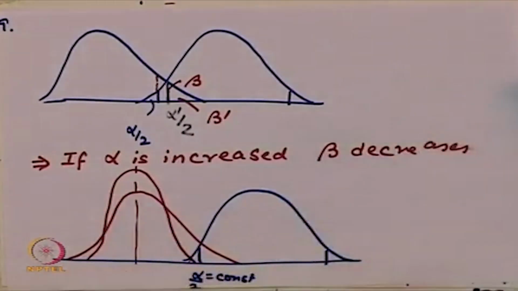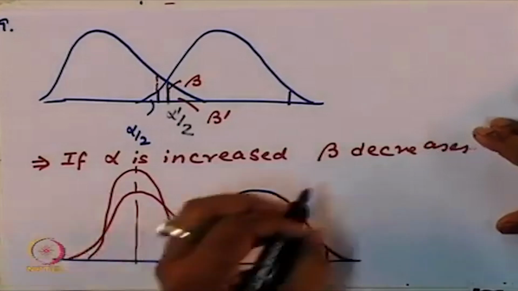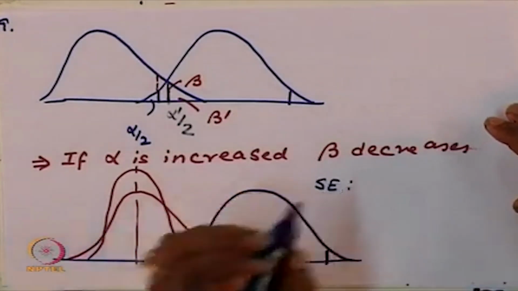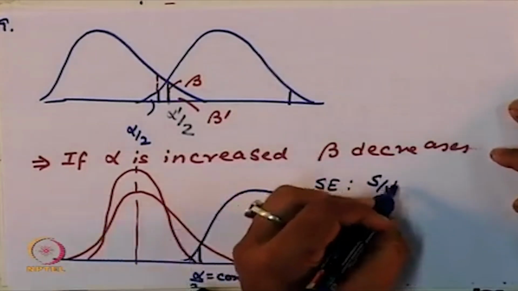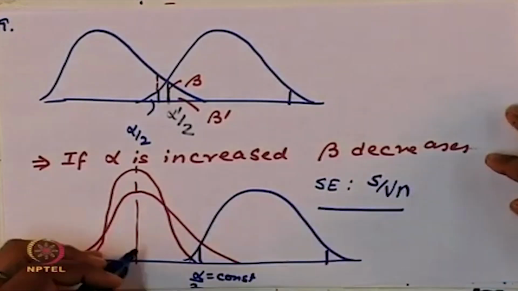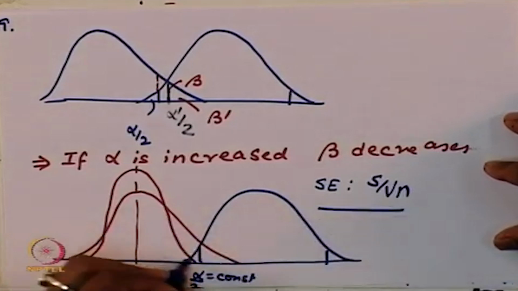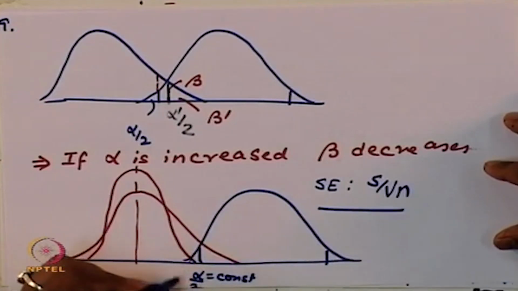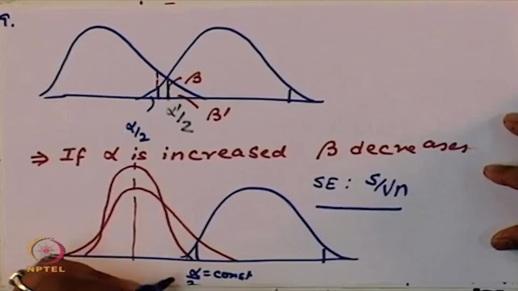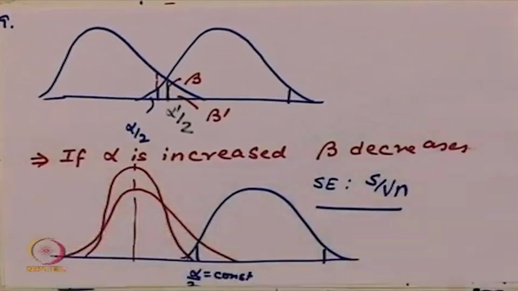because the spread of this is dictated. So you know your standard error is S by root of n, right? So if you increase your sample size, then this will keep on decreasing, so that for the same value of alpha you keep on reducing the value of beta. So this tells you that for a lower value of alpha you can even decrease beta by increasing the sample size.